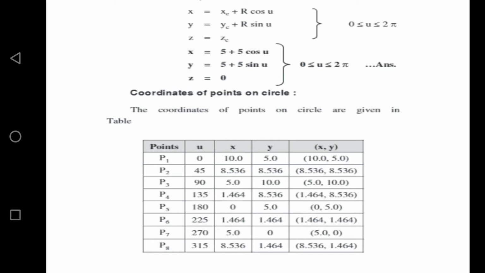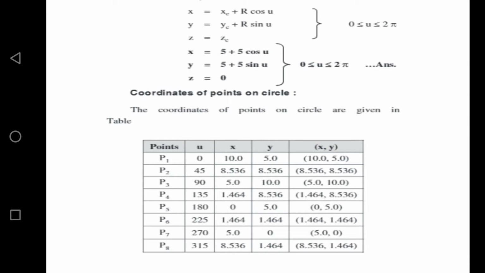Third point, that is P3, has the angular value 90 degrees. If I substitute u equal to 90 degrees in the equations for x, y, z, I am going to get 5 and 10. That is a known value, an easy one. And the fourth one is for 90 plus 45, 135 degrees, just need to change the angle and write the values of x, y. P5 is 135 plus 45, 180. P6 is 180 plus 45, 225. Just need to change the angular position in the equations for x, y and z and write down the x and y values.